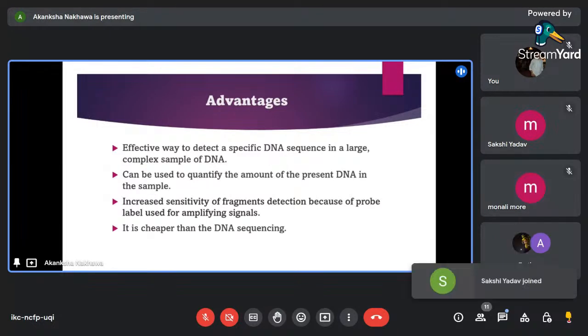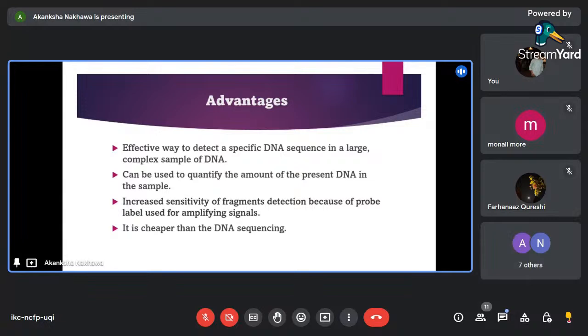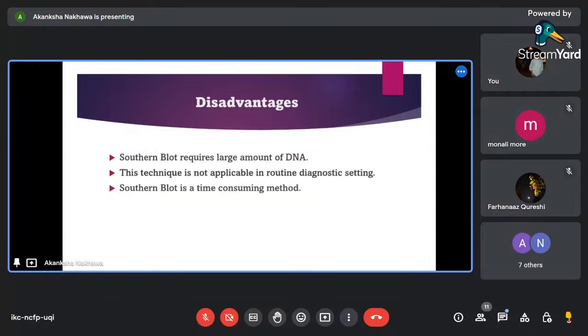Here are the advantages. It is an effective way to detect a specific DNA sequence in a large, complex sample of DNA. Second, it can be used to quantify the amount of DNA present in the sample. It has increased sensitivity of fragment detection because of the probe labels used for amplifying signals. It is cheaper than DNA sequencing. Here are some disadvantages. Southern blot requires a large amount of DNA. This technique is not applicable in a routine diagnostic setting. Southern blot is time consuming.